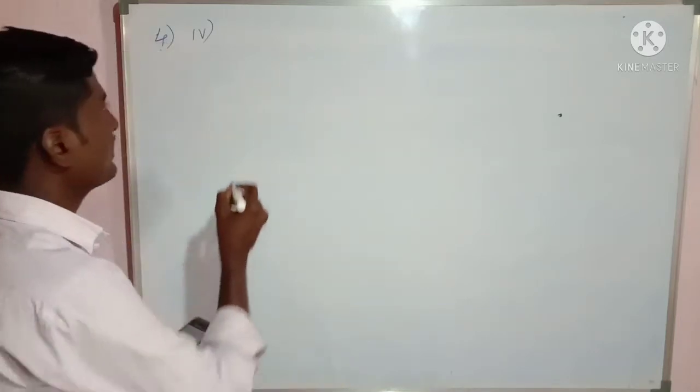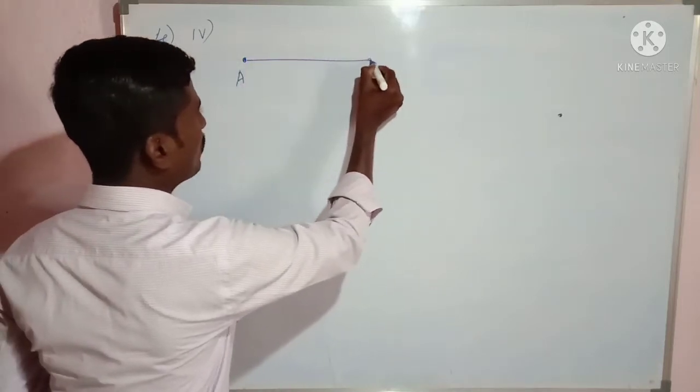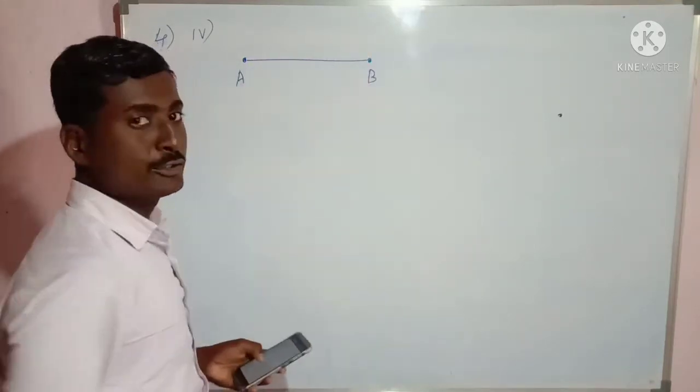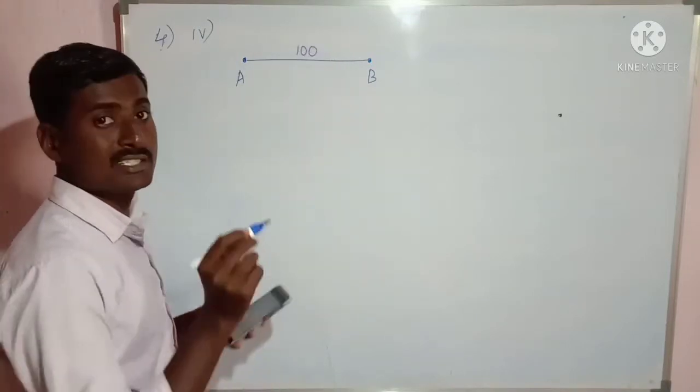They said that there is one point A and here is one point B. These 2 points are 100 meter apart. Meter, right? No, it is kilometer.